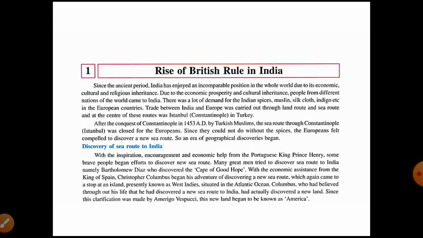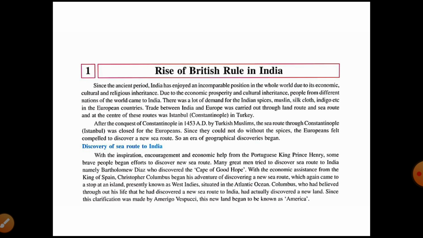After that the trade between India and European countries was stopped, closed. Since they could not do without the spices, the Europeans felt compelled to discover a new sea route. So an era of geographical discoveries began. Here the people were addicted to spices imported from India to European countries. Because of that, they were not able to live without spices.